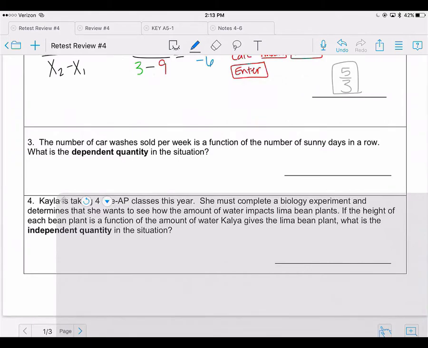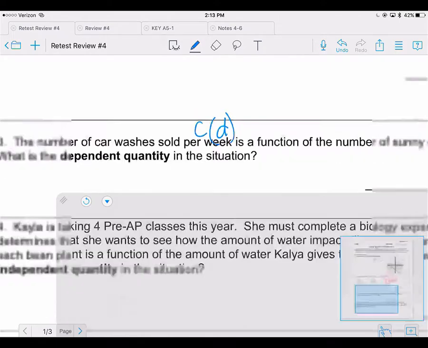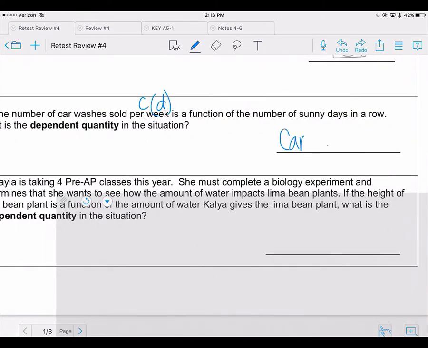Problem 3 says the number of car washes sold per week is a function of the number of sunny days in a row. Write the dependent quantity. So the number of car washes is a function of days. So car washes is a function of days. Dependent, therefore, would be the car washes, because dependent is on the outside.